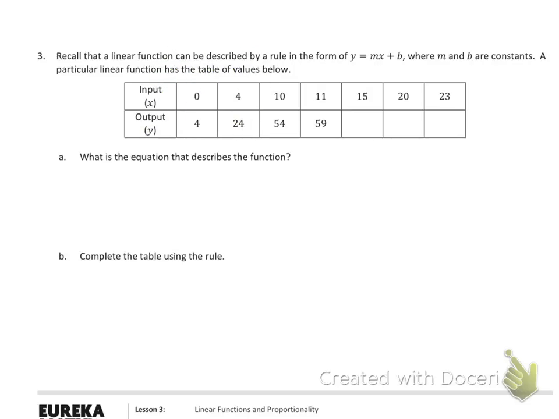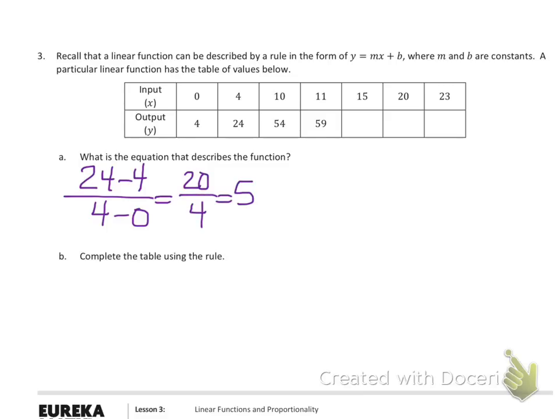So it's the difference in y, 24 minus 4, that went up by 20, and over the difference in x, which is 4 minus 0, or 4. So I've got 20 divided by 4. My rate of change is 5. Okay, let's try another one.